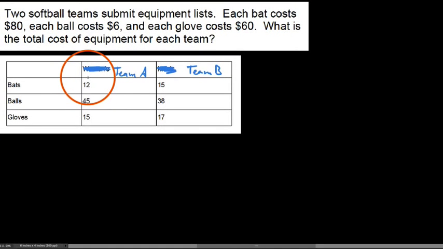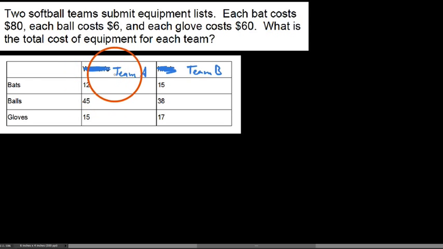Okay, YouTube, in this video we're going to look at an instance in which matrix multiplication would actually be a really convenient way to find some values that we're interested in. So let's go ahead and take a look at this situation here. It says two softball teams submit equipment lists. Each bat costs $80, each ball is $6, and each glove is $60. So we ask, what is the total cost of the equipment for each team?